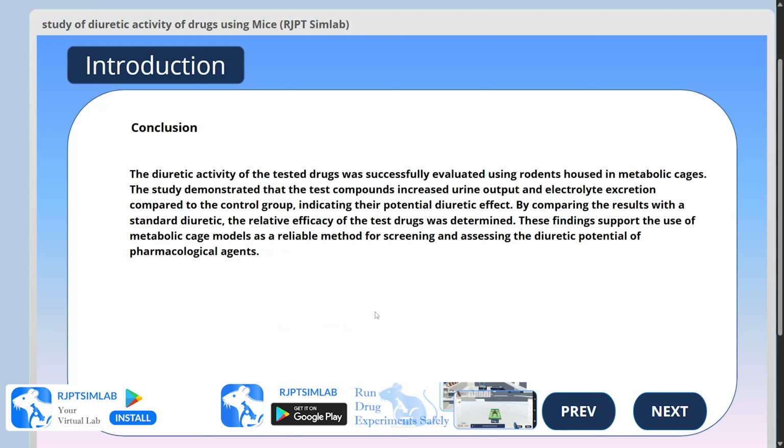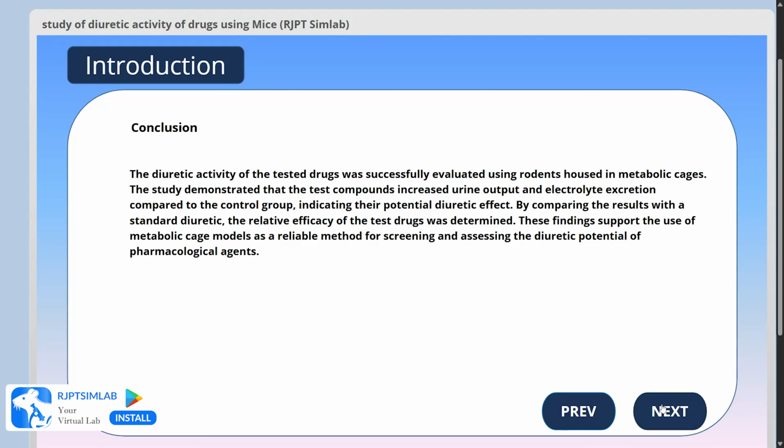Let us see the conclusion. The diuretic activity of the tested drugs was successfully evaluated using rodents housed in metabolic cages. The study demonstrated that the test compounds increased urine output and electrolyte excretion compared to the control group, indicating their potential diuretic effect. By comparing the results with a standard diuretic, the relative efficacy of the test drugs was determined. These findings support the use of metabolic cage models as a reliable method for screening and assessing the diuretic potential of pharmacological agents. Okay, we will discuss it further after performing the experiment.